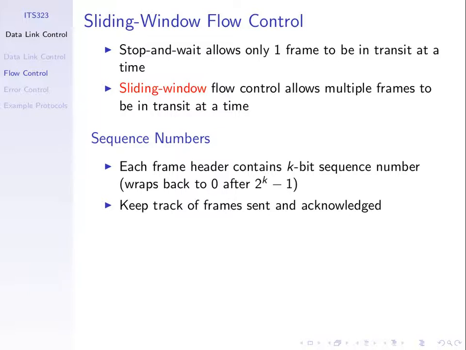So in fact, for every frame we send, we include a sequence number in that frame. We include it in the header of the frame. So some value that indicates, okay, frame 1, frame 2, frame 3, just a number to indicate the ordering of this frame. It's usually of some length, so k bits in length. So we use some binary value. And with a k-bit sequence number, in decimal, we can store values from 0 up to 2 to the k minus 1.